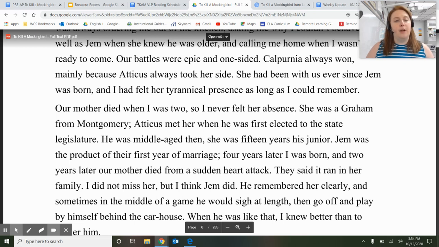She was a Graham from Montgomery. Atticus met her when he was first elected to the state legislature, because remember, he's an attorney. He was middle aged then, and she was 15 years his junior, which means she was 15 years younger. Jim was the product of their first marriage.